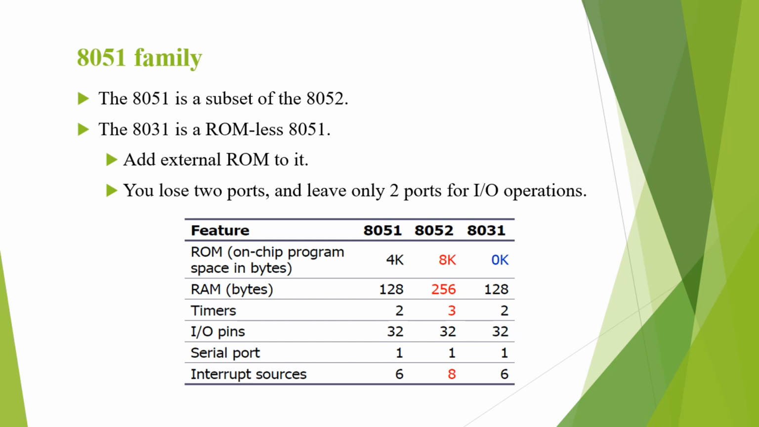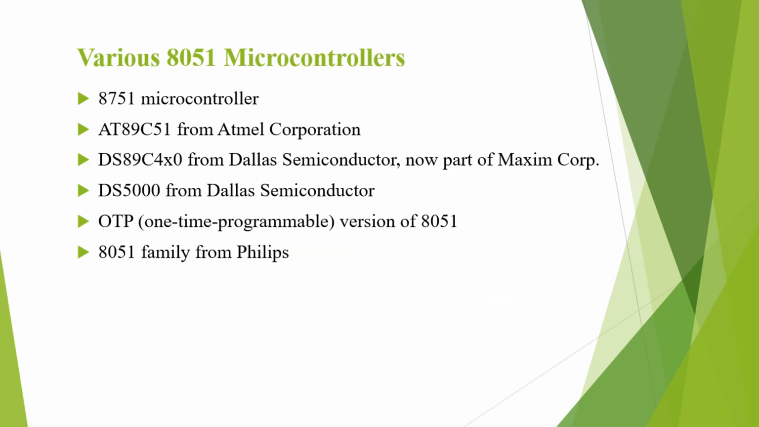Timers: 2 timer circuits in 8051 whereas 3 in 8052. I/O pins: 32 I/O pins in 8051 as well as 8052. Serial port: 1 serial port in 8051 as well as 8052. Interrupt sources: 6 interrupt sources in 8051 whereas 8 interrupt sources in 8052. Apart from the ROM, the rest of the features are the same for 8051 and 8031.